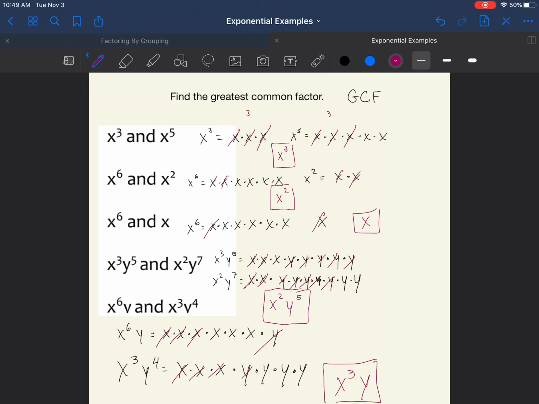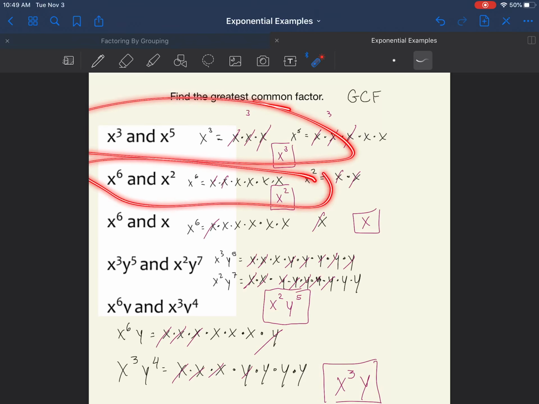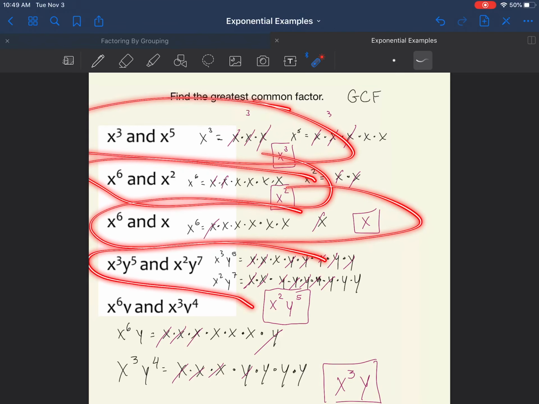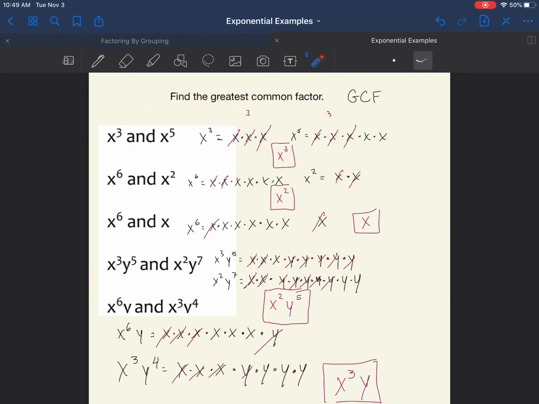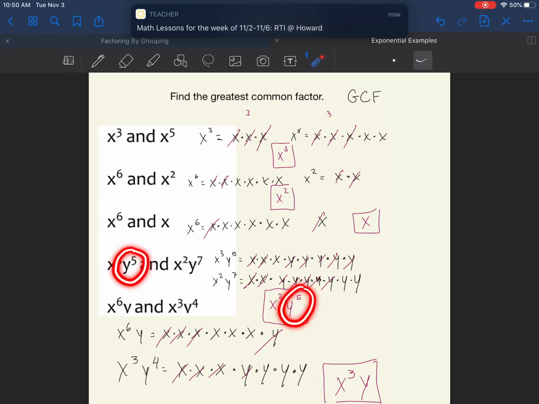Now that looks like a lot of work. But if you look through these problems, you may notice something. You may be able to see a little something going on. This is how you may be able to easily find the greatest common factor without writing everything out. Notice my smallest power here was x to the third, and my greatest common factor was x to the third. x to the second, x to the second, x, x. Here, my lowest x power was x to the second, and my lowest y power was y to the 5th.